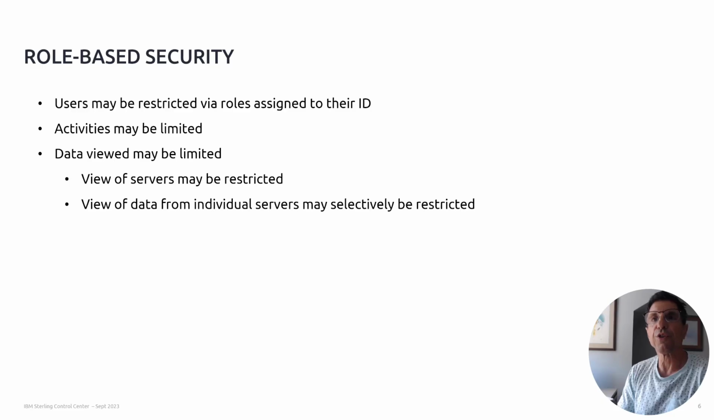The other thing you can do with a role is you can associate one or more DBGs with it, and DBGs allow you to limit the data that may be viewed. You can also assign certain servers or a subset of all your monitored servers to a role, and that would restrict whatever user IDs are associated with that role. They can only be seeing the data from those servers, and they can only see the status for those servers.